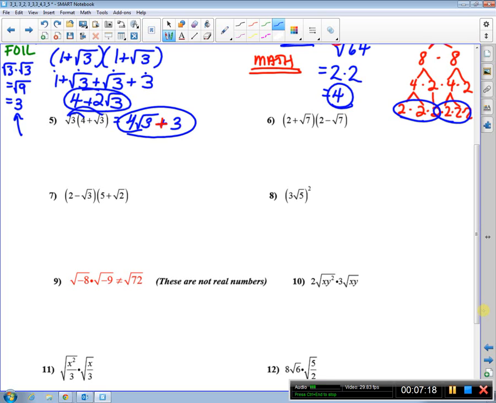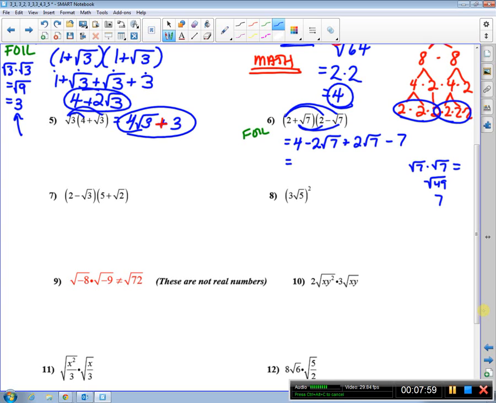Number 6, set up for FOIL. Two times 2 minus 2 radical 7 plus 2 radical 7. And then a positive times a negative is negative. And radical 7 times radical 7 is, you shouldn't have to do this step. Radical 7 times radical 7 is just 7.